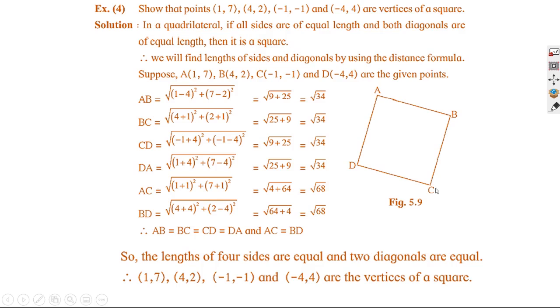Okay, let us go ahead. Here is another question, an example. It is asked: show that the points (1, 7), (4, 2), (-1, -1) and (-4, -4)... are vertices of a square. इसमें distance formula का क्या काम है?